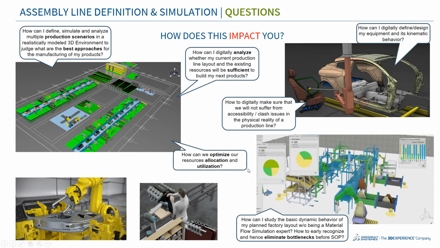How can you optimize your resource allocation and utilization? How do you eliminate the bottleneck? So all of that is most probably the kind of question you will ask yourself before you start production of a new product, or maybe with the current product you have on your line, how to make sure that if you want to increase the productivity, what should be done? Should I invest in a new conveyor, in a new robot, and so on?